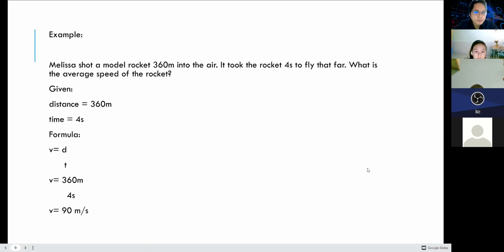Example: Melissa shot a model rocket around 360 meters into the air. It took the rocket 4 seconds to fly that far. So it rises per second. What is the average speed of the rocket?